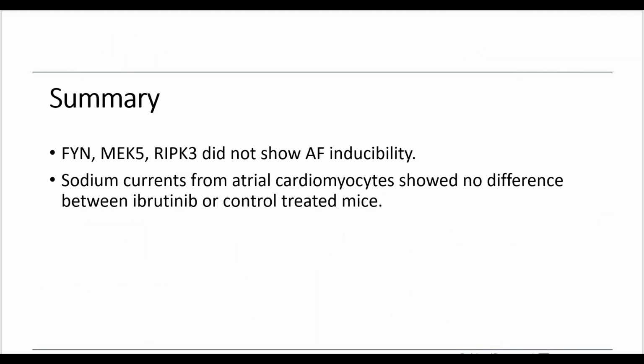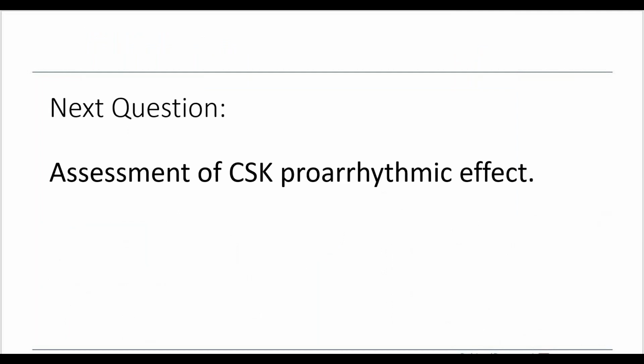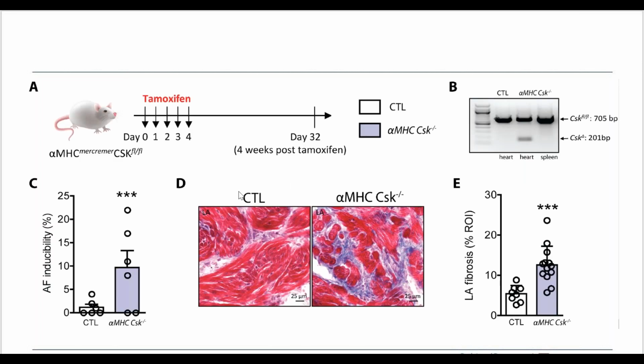Okay, this is just to recap what we just mentioned earlier. So now we identified that ibrutinib is associated with higher atrial fibrillation. We excluded that BTK is the triggering factor for atrial fibrillation in ibrutinib. We excluded other kinases, FYN and MEK5, as the culprit. So we're left with CSK now from our investigation. So the CSK assessment of the proarrhythmia happened in the following manner.